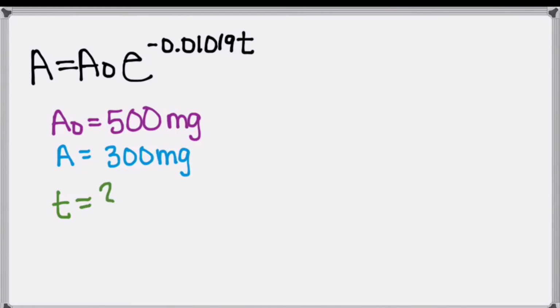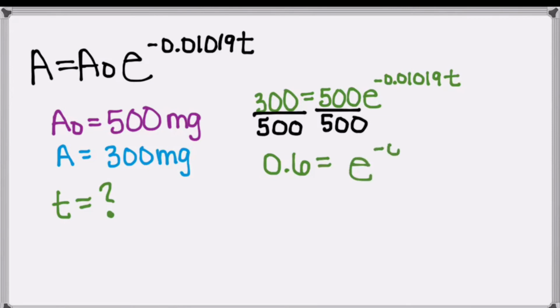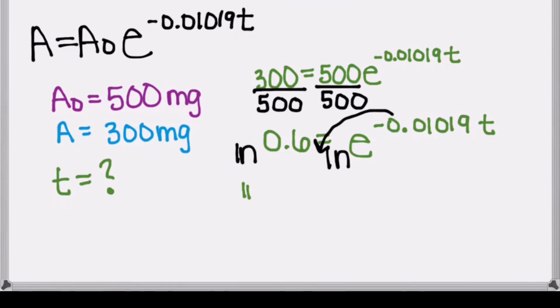That gives us 300 is equal to 500 times e to the negative 0.01019t. Divide both sides by 500. That gives us 0.6 is equal to e to the negative 0.01019t. And then to solve for the value in the exponent, we're going to again use the property of logarithms. So I'll start by taking the ln of both sides. That allows us to bring down the exponent of negative 0.01019t times ln of e, which simplifies to 1.